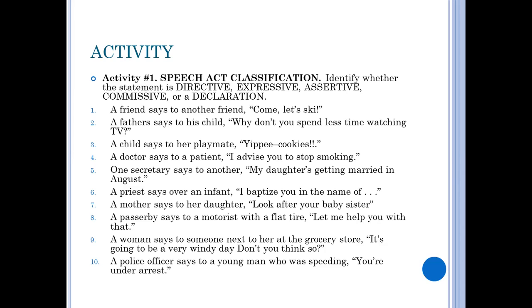And for this week, we have defined speech act, we have distinguished types of speech act, and we have recognized the statements appropriate for the types and classifications of speech act. So if you have any questions, don't hesitate to write to me. You may directly ask me at school, or you may message me directly on Facebook Messenger.